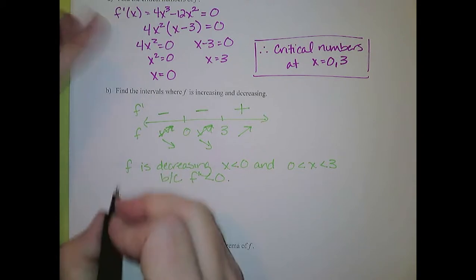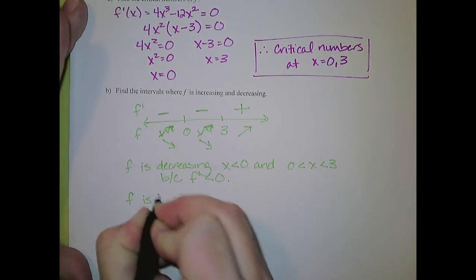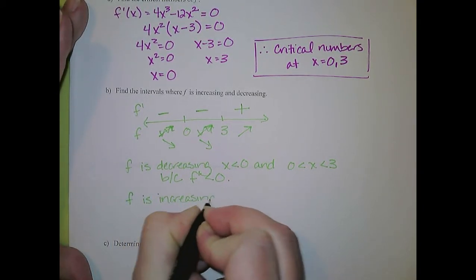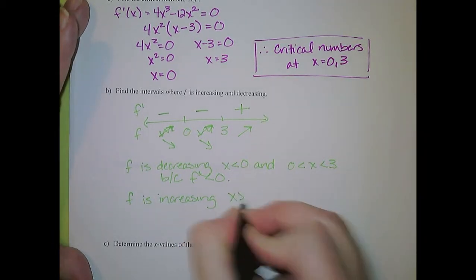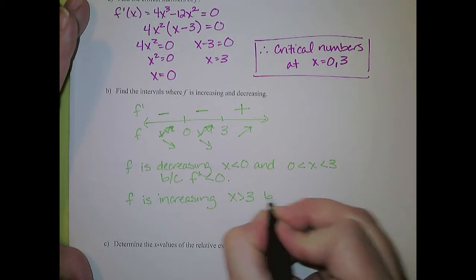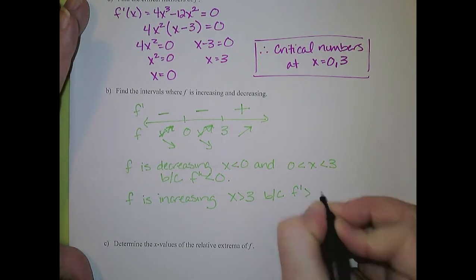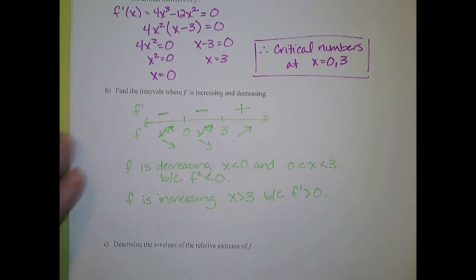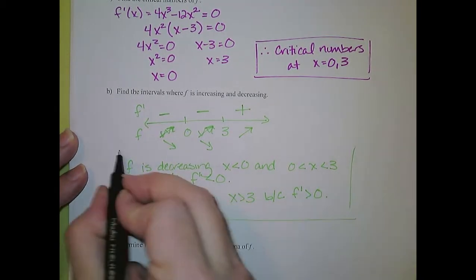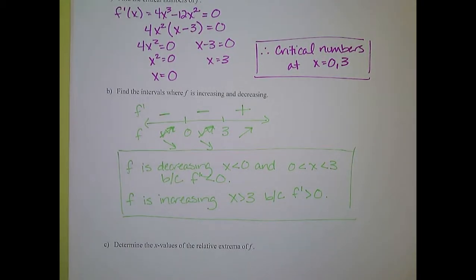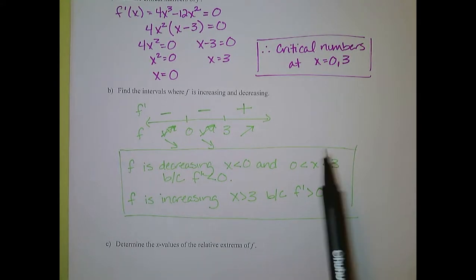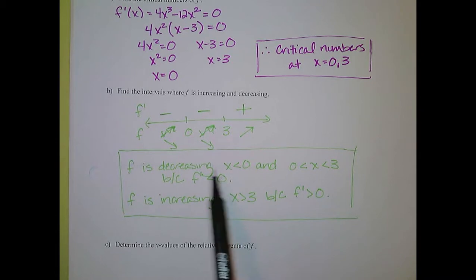We can also say that f is increasing for all x values that are greater than 3. And we know this because that is where the derivative is positive or greater than 0. So again, the number line is a great way to figure out where you're increasing or decreasing, but remember that the number line alone is not justification. You have to explicitly state the intervals and why you know that it's increasing there based on either the sign of the first derivative or whether or not that first derivative is greater than or less than 0.